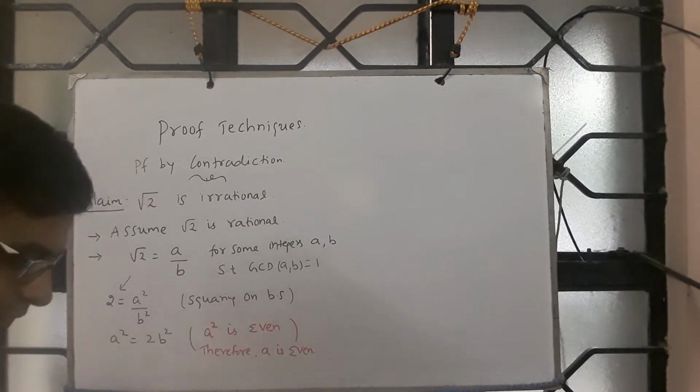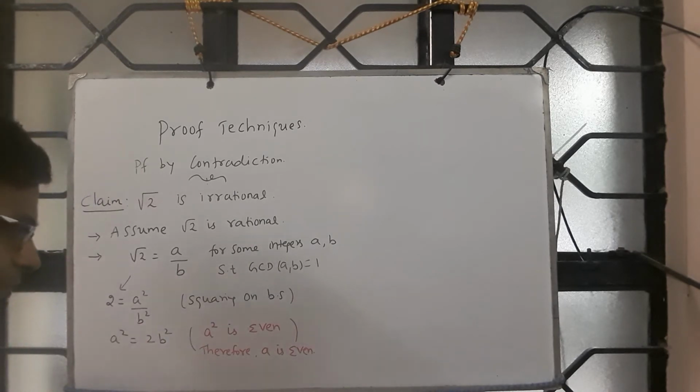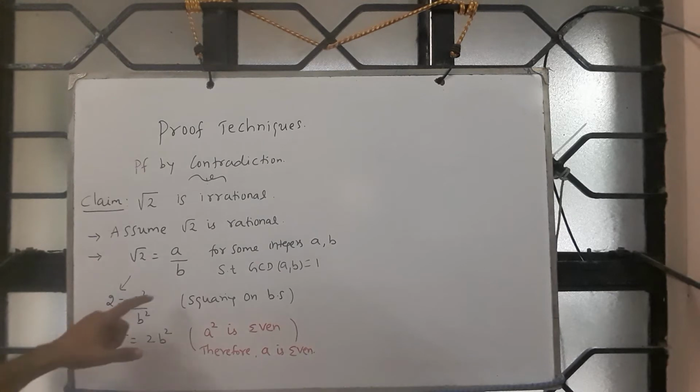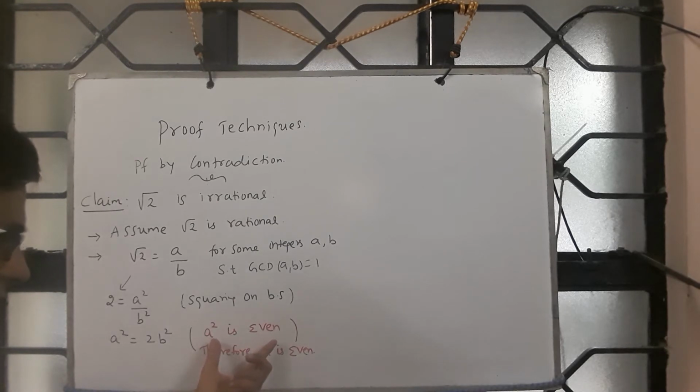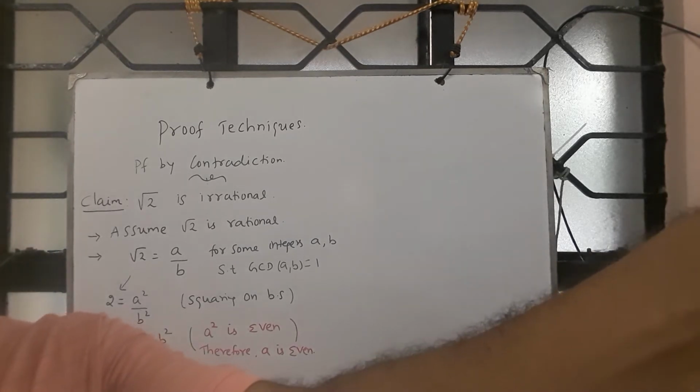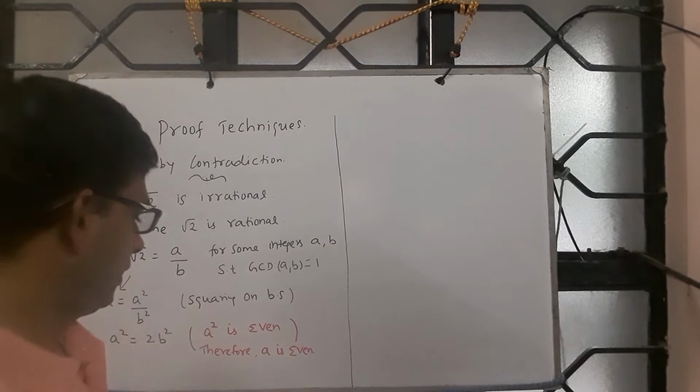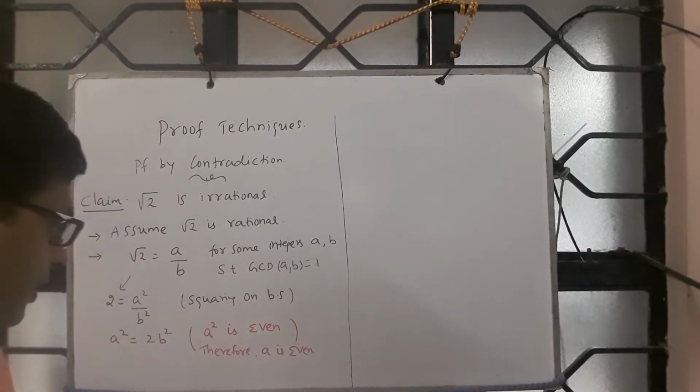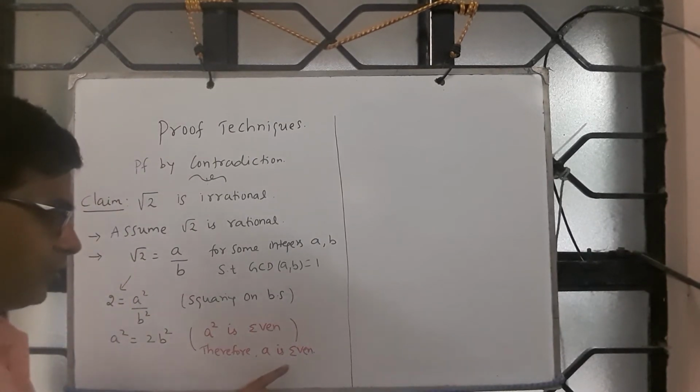Correct? One can also establish that proof. After squaring on both sides, when you simplify, you get a square is equal to 2b square, which means it is 2 times something. This shows that a square is even. Now I am saying because a square is even, I am concluding a is also even.